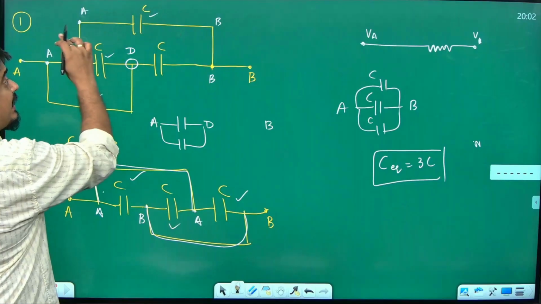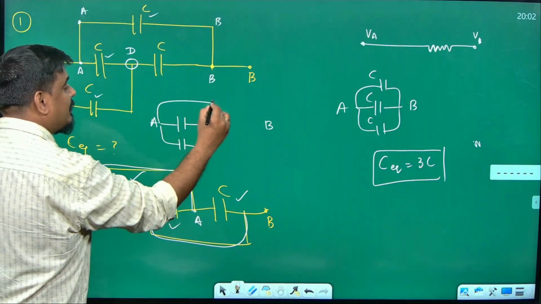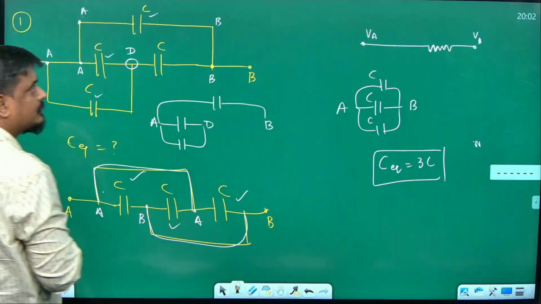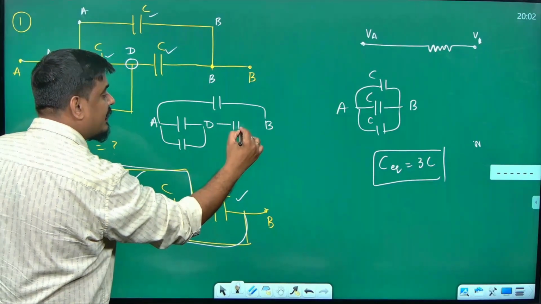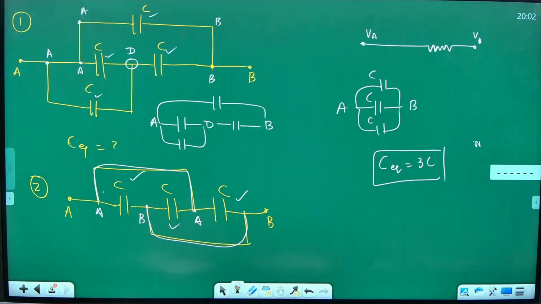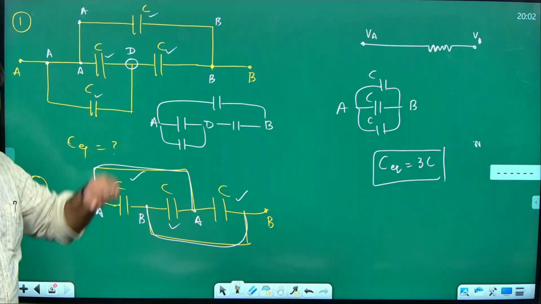This C is between A and B, so I am drawing between A and B. This C is between B and D, so I am drawing between B and D. Understanding? Anything remains? This C, this C, this C.